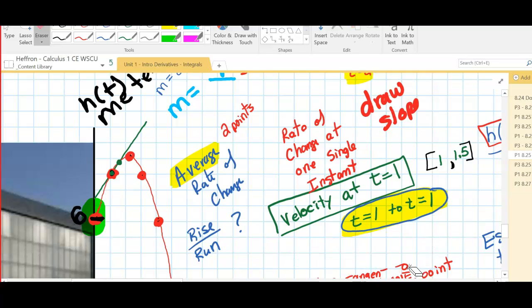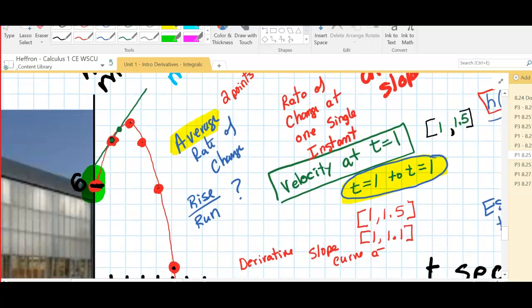Again, we're searching for the exact slope at 1. What I mean with the closest decimal is that it's hard to explain, but do your best. So like this green one, I went from 1 to 1.5. Could I go from 1 to 1.1? Would that be better? Yeah. What would be even better than that?